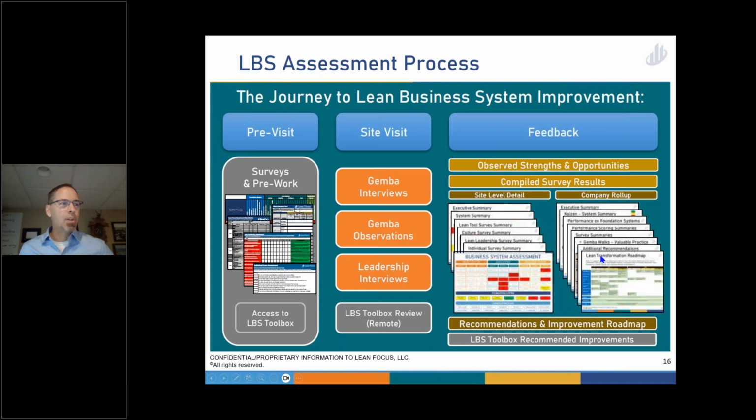That is the site evaluation, and we do the toolbox evaluation as well. It can be done in parallel. It can be done separately as well. But for the toolbox assessment, it's a little bit simpler flow. Before the visit, we just need access to the Lean Business System Toolbox. We have a structured process to do a review to make sure the toolbox is fully developed and to set you off in the right place for deployment. And then we make some recommendations for improvements within the toolbox.